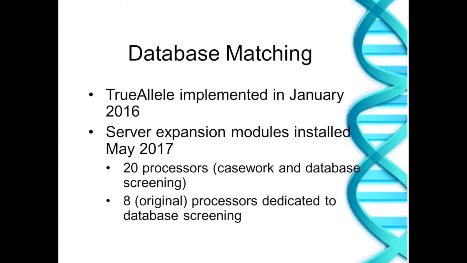Matt was kind enough to come down and help us set this up. The way we have it is, on our expansion modules, we have the 20 processors from the new servers that will work either casework or database requests, depending upon the order they are in the queue. And then our original processors from our first server, the slower ones, are dedicated strictly to database screening, because we don't want these older, slower processors running long casework requests on these expanded loci kits, which, as you know, can take a little bit of time.